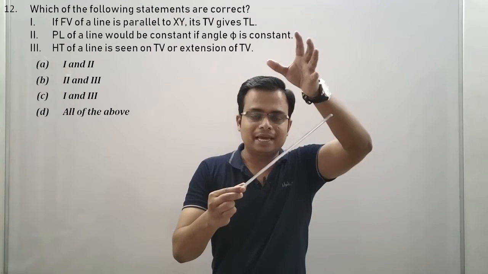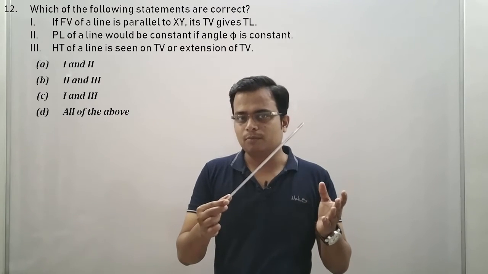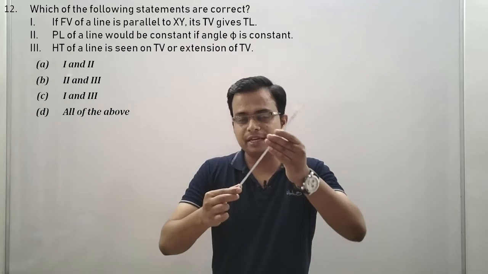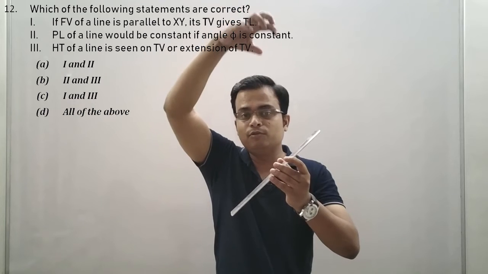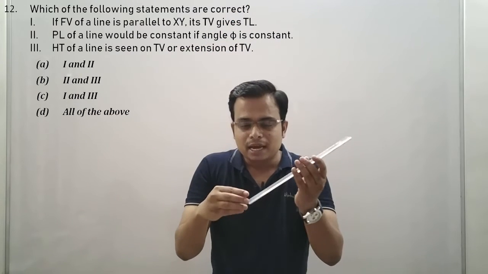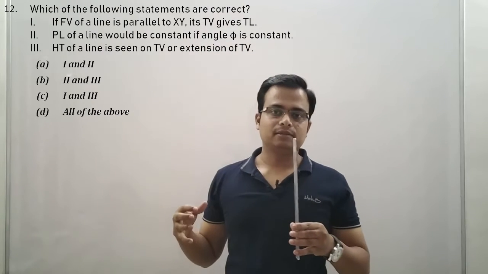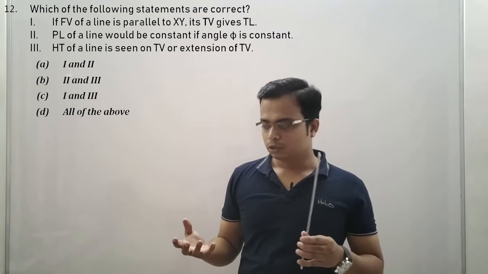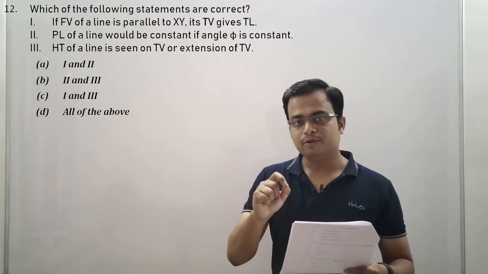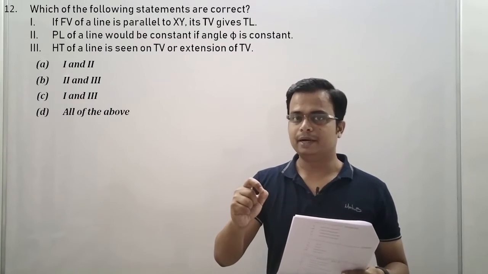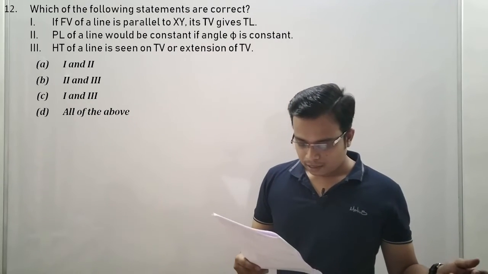So when you take a look at this line from the top, you will observe that the length of the line will reduce, isn't it? Obviously, if I give it a further inclination, the apparent length of the line, when you keep on viewing it from the top, will keep on decreasing. And if I make this angle 90 degrees, then automatically the top view of the line would become a point, right? So this statement is absolutely incorrect, because plan view depends on theta, it does not depend on phi.